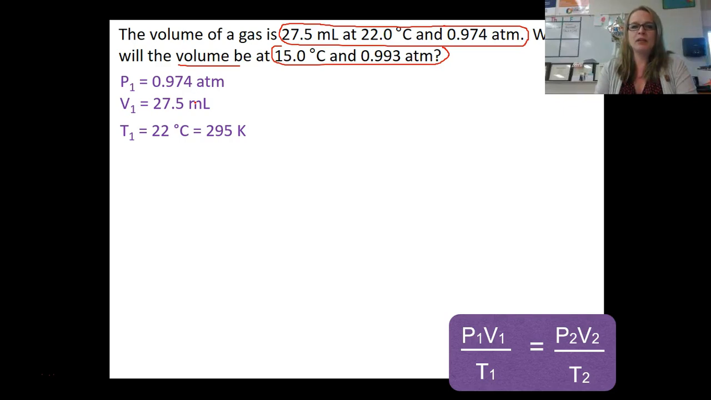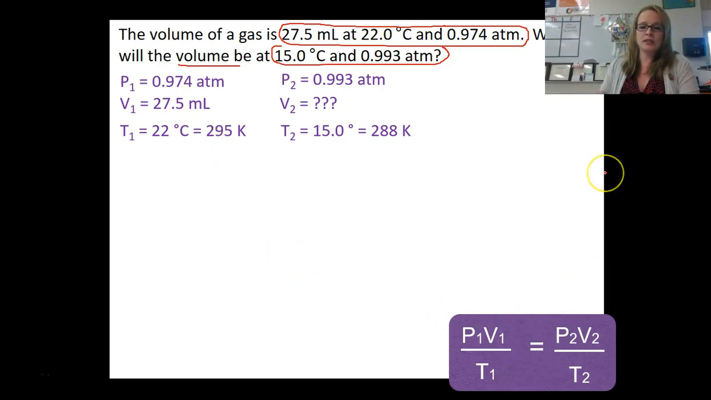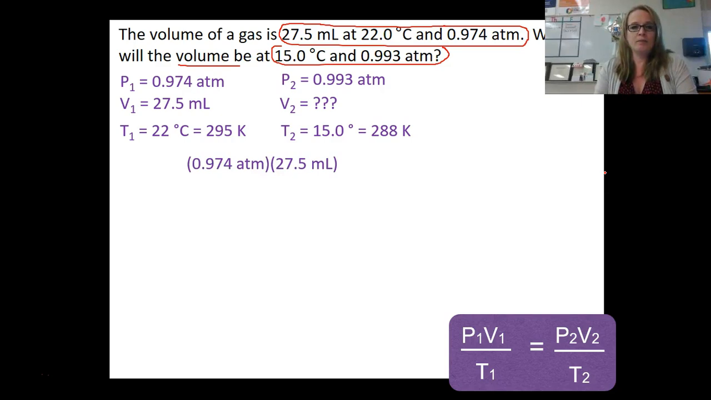And then P2, 0.993. V2, we don't know. That's what they're asking for. And T2, 288 Kelvin. And then you're just plugging it into this handy dandy equation down here, making sure your units are consistent. So there's my P1, V1 over T1. That's going to be equal to my P2, V2 over T2.